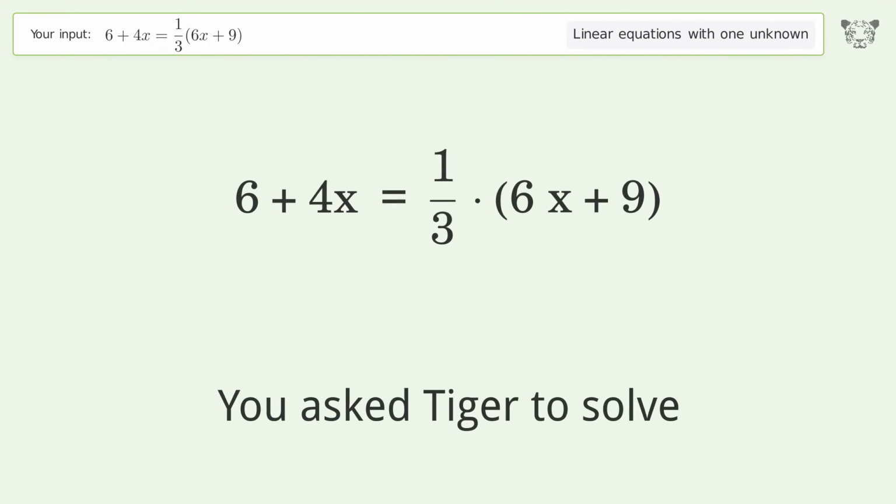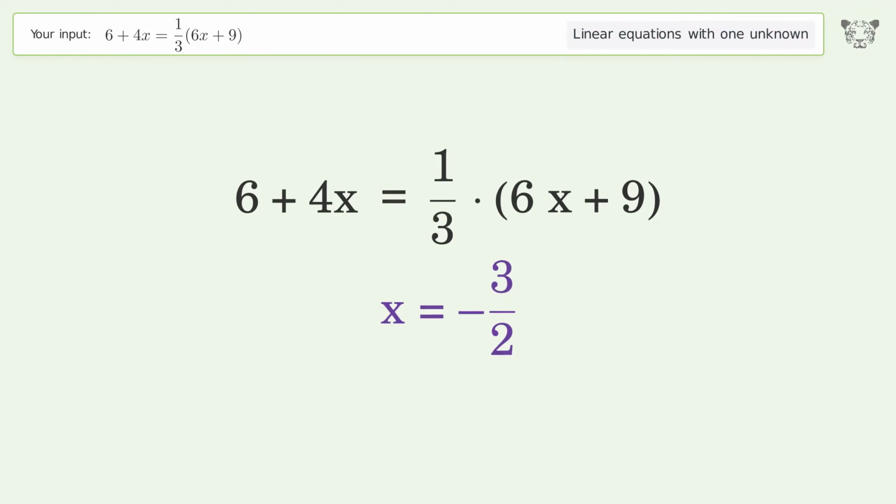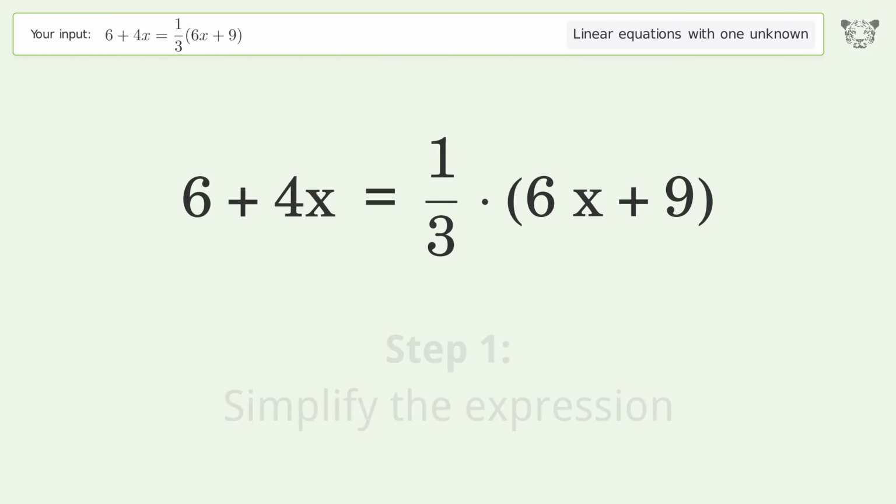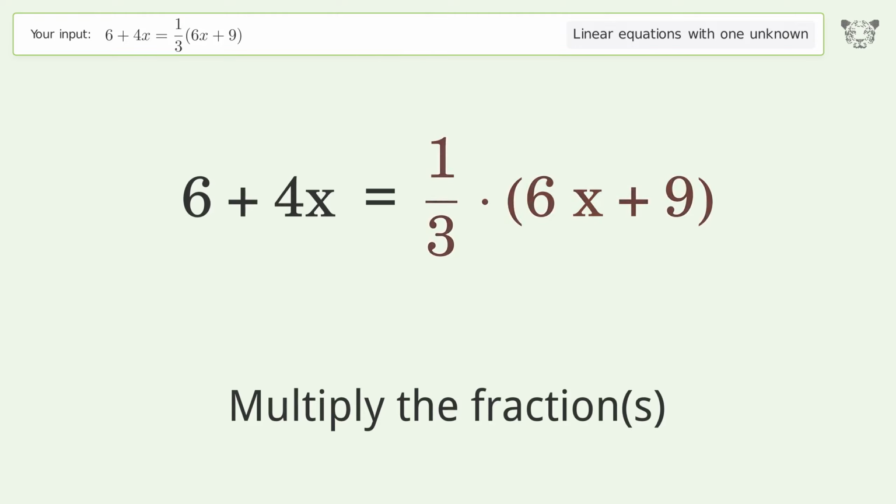You ask Tiger to solve this. This deals with linear equations with one unknown. The final result is x equals -3/2. Let's solve it step by step. Simplify the expression. Multiply the fractions.